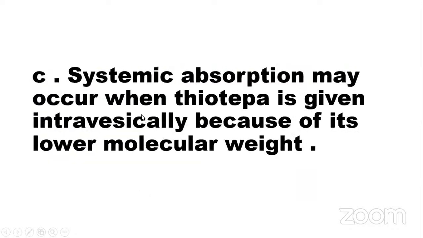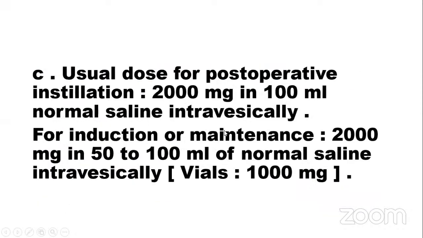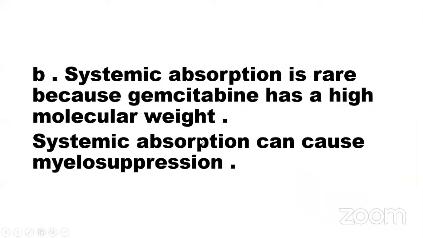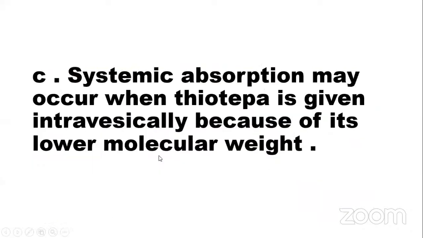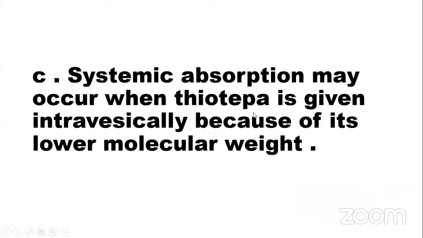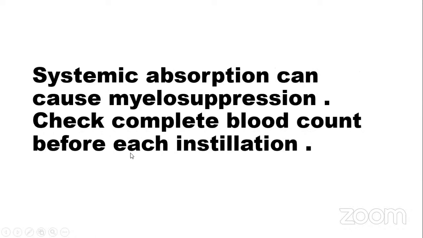Systemic absorption may occur when Thiotepa is given intravesically because of its lower molecular weight. The molecular weight here is lower compared with gemcitabine, which has a high molecular weight. Gemcitabine can lead to myelosuppression, but Thiotepa has a low molecular weight, so systemic side effects might occur when it is given intravesically.